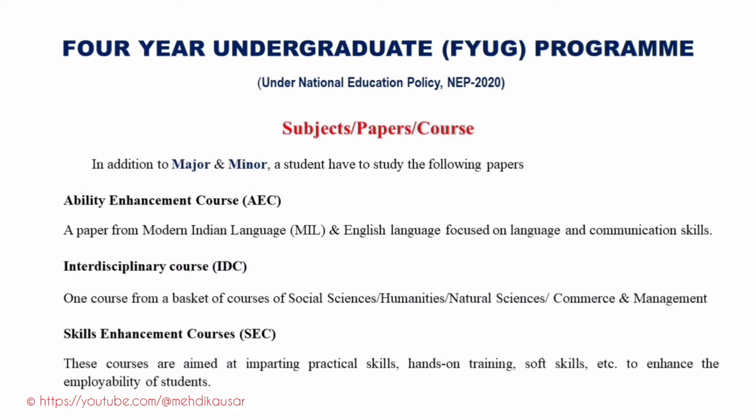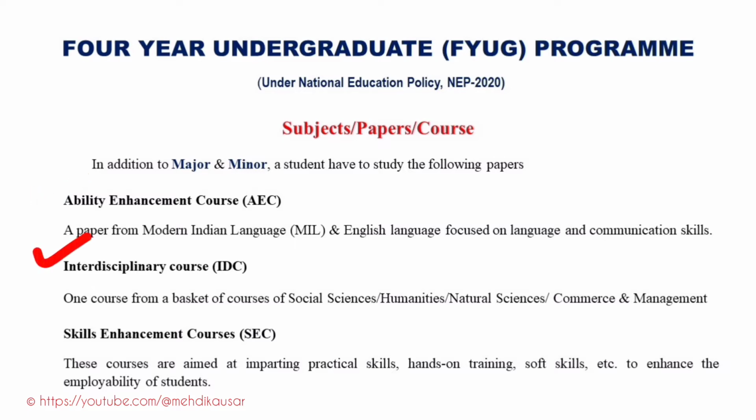Now, let us come to the details of the FYUG course. In addition to the major and minor subject, a student has to study the following 4 papers. The Ability Enhancement Course, or in short AEC. In this course there will be a paper from a Modern Indian Language or English language, focused on language and communication skills.